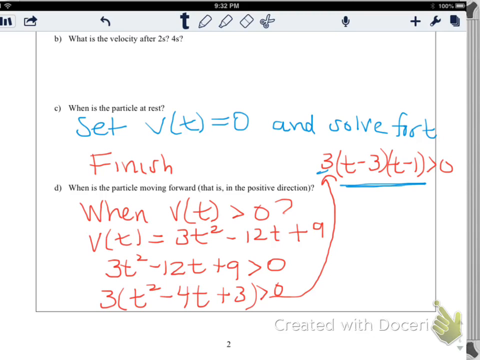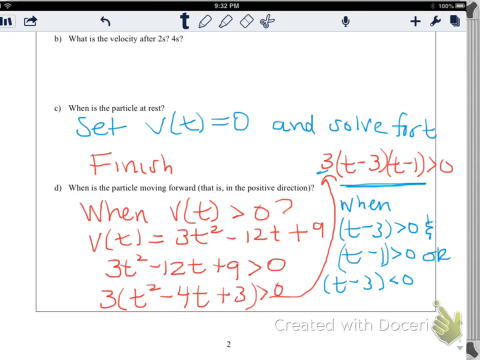Well, remember, in terms of numbers, when we multiply two numbers that are positive, we'll get a positive number. But also, when two numbers are negative and we multiply them together, we get a positive number. So the answer is when t minus 3 is greater than 0 and t minus 1 is greater than 0, or t minus 3 is less than 0 and t minus 1 is less than 0.